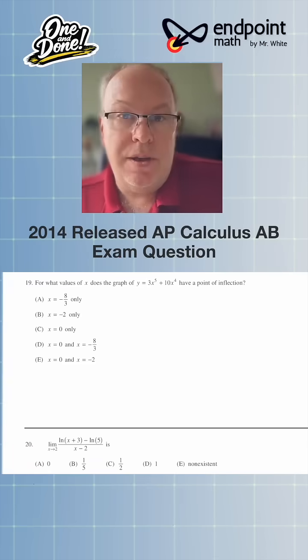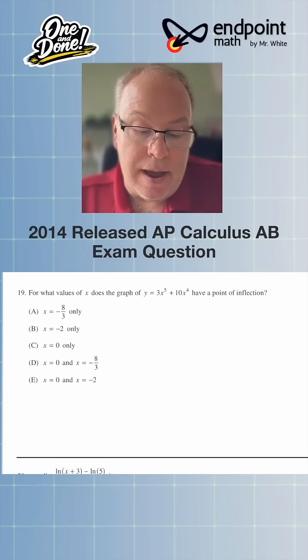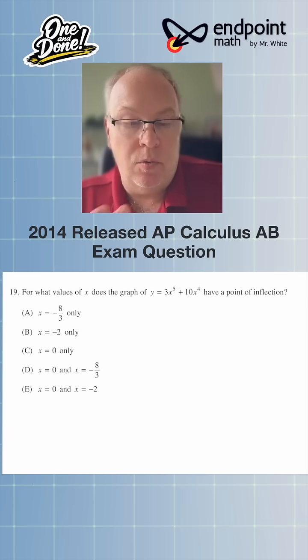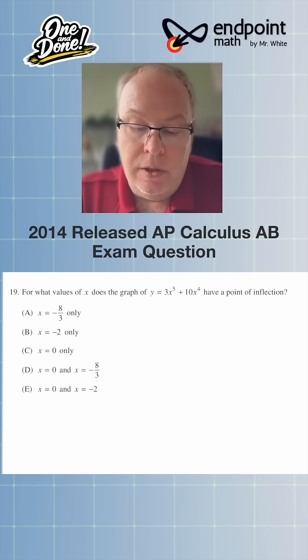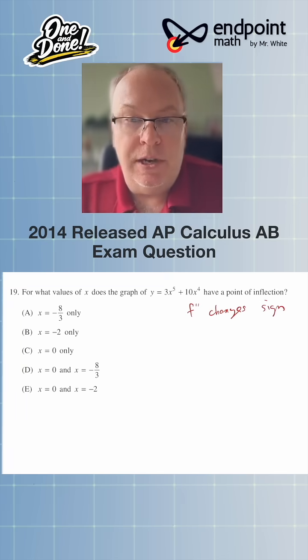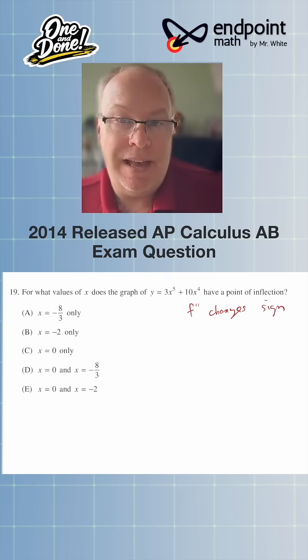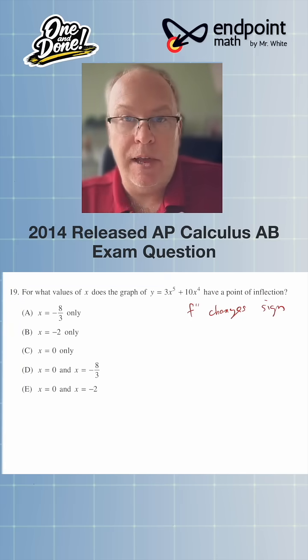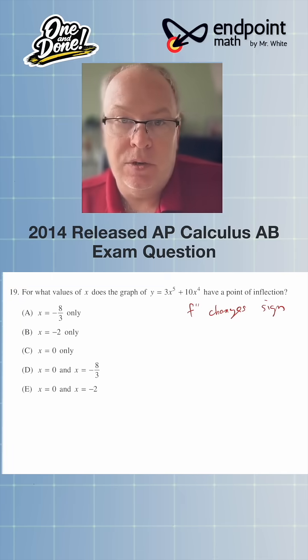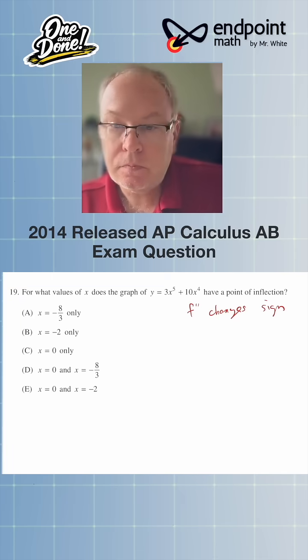For what values of x does the graph have a point of inflection? So ask yourself, what do we look for here? We look for when f double prime changes sign. If it changes from negative to positive or positive to negative, that's how we know we have a point of inflection, when the concavity changes, and the second derivative is where concavity comes from.